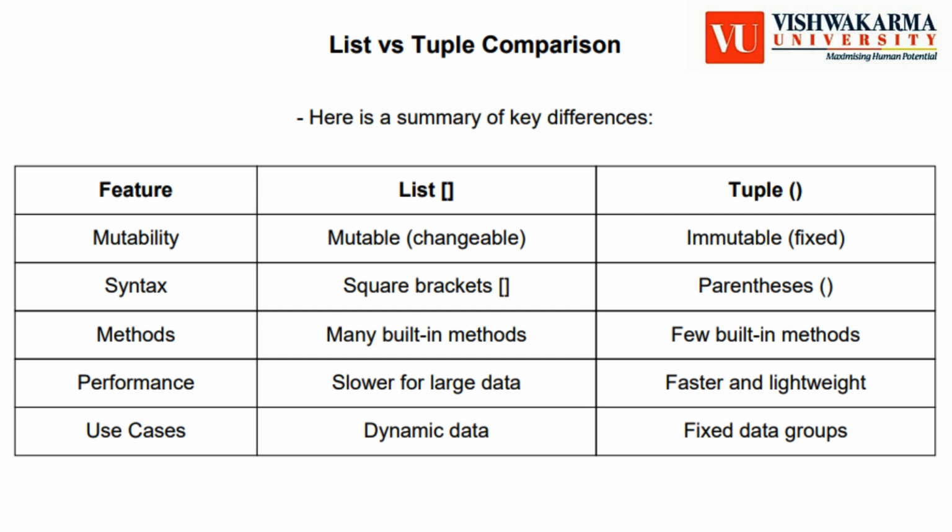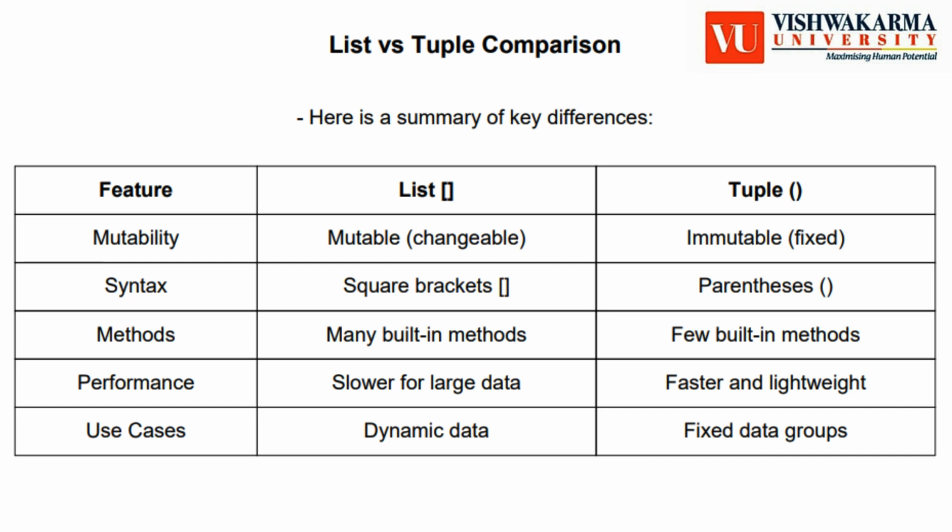In this slide we are comparing list versus tuple. It will help you get the information in a better and easier way. First we will see the key features and the difference: features of list and features of tuple. Basically the list is written with square brackets and the tuples are written with parentheses.